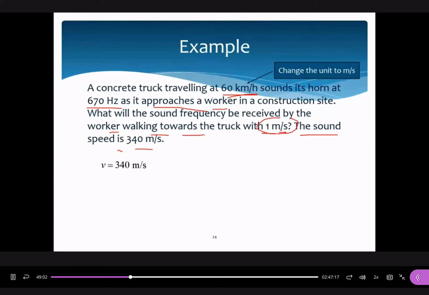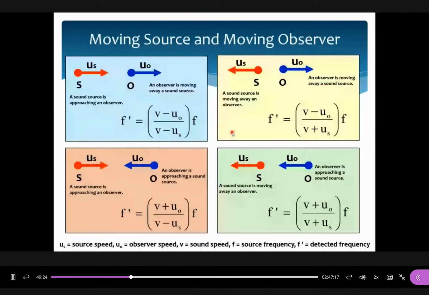Okay, we have 4 scenarios, correct? Let's take a look at which one we should consider. The source, the car, is moving towards the worker, the observer, and the worker is also moving towards the car. When you consider these 4 cases, which one is correct? This one, okay? Because the car is moving to the worker, and the worker is also moving to the car. So you have to use this one.